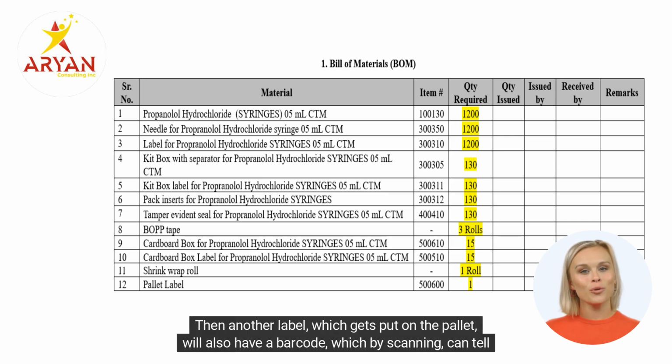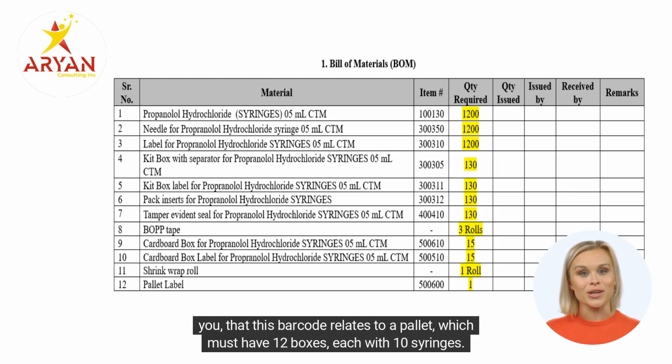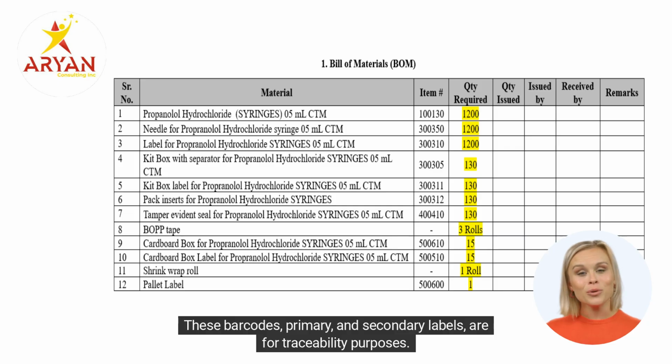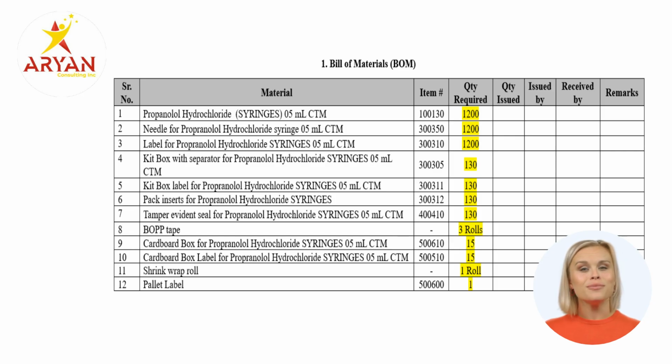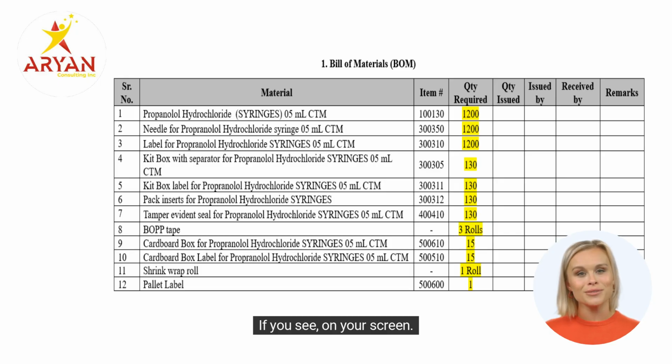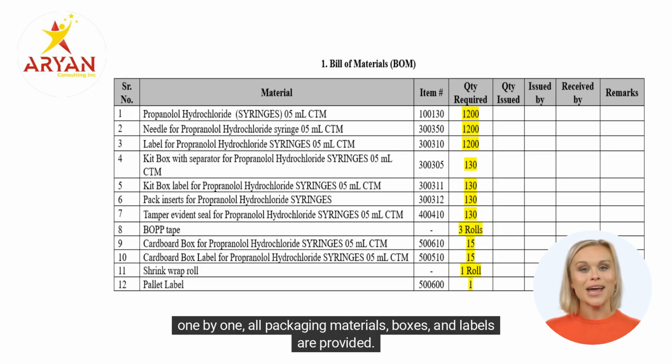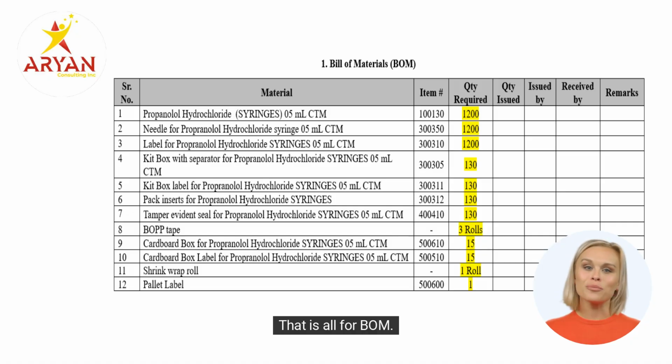Then another label which gets put on the pallet will also have a barcode, which by scanning can tell you that this barcode relates to a pallet which must have 12 boxes, each with 10 syringes. These barcodes, primary and secondary labels, are for traceability purposes. The pallet then gets loaded under a controlled temperature refrigeration system to the shipment truck. If you see on your screen, one by one, all packaging materials, boxes, and labels are provided. That is all for BOM.